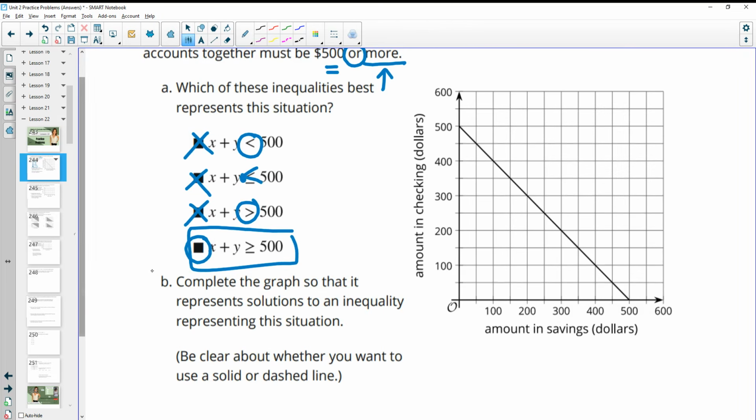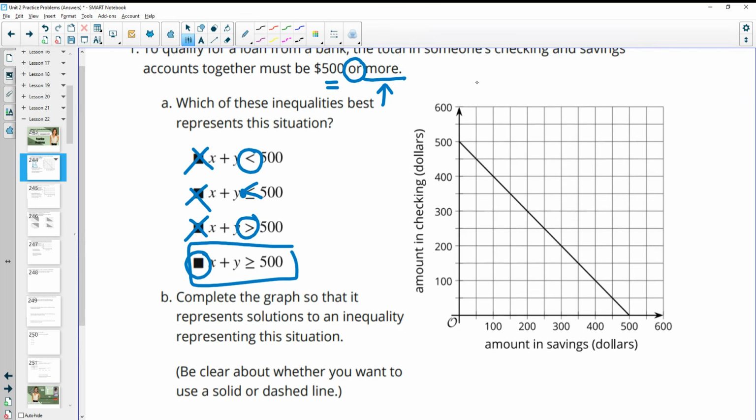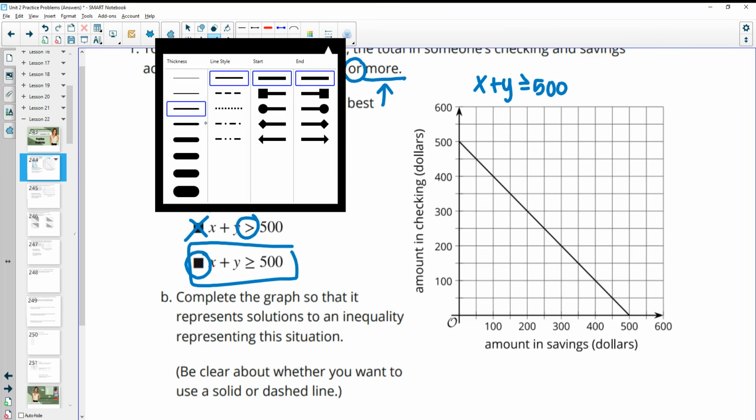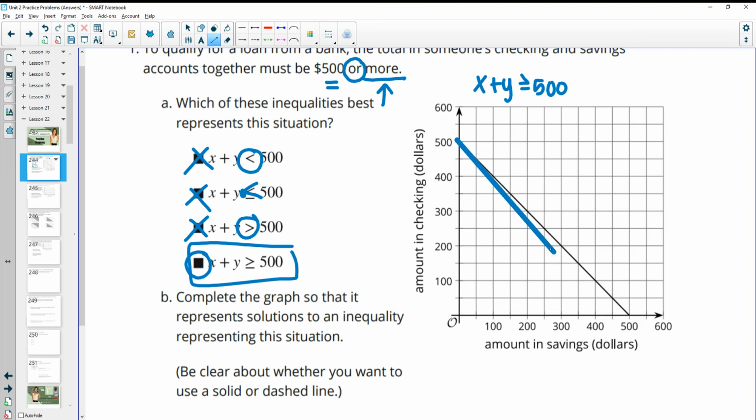Then it says, complete the graph so that it represents the solutions to an inequality representing the situation. So they've graphed for us x plus y equals 500. And so we just have to decide where we want to shade, because we want it to be greater than or equal to 500. So we're good with this solid line. So I'm actually just going to draw over it just to reiterate that we want this to be a solid line. So we're good with that.